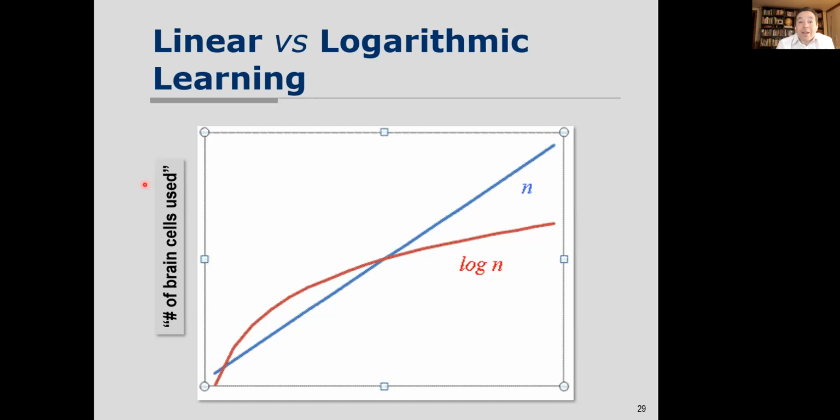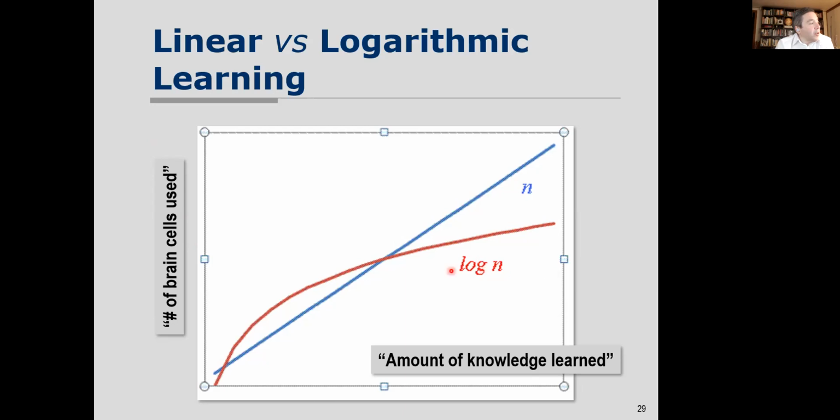If we learn more, we have to use more brain cells, right? On the horizontal axis, we have the amount of knowledge learned. So one of you had said learning is about getting information. So if we get more information, we need to use more brain cells. And in linear learning, the more information we learn, the more brain cells we use. It's just a very simple model of learning.